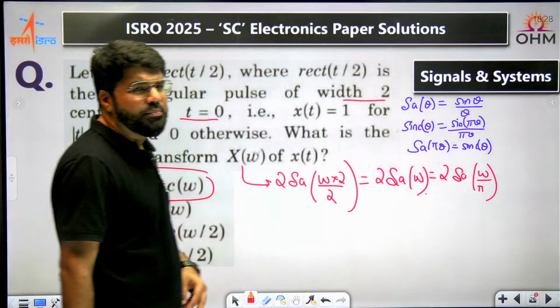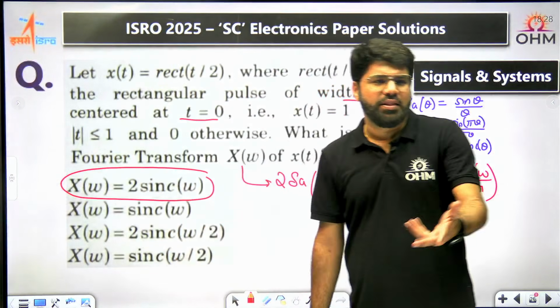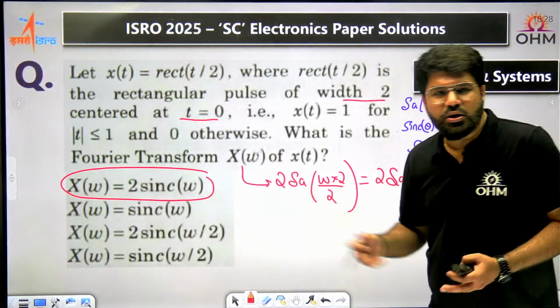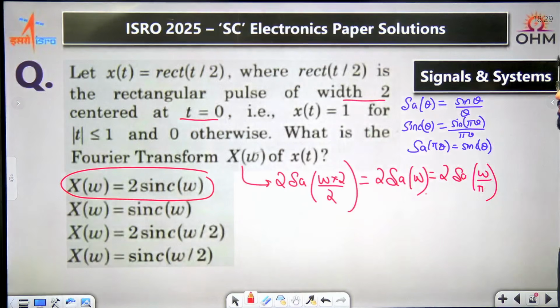Any correction is required, but if they have to match something, you can match it as option number A. Maybe they have taken the answer as sampling omega. That's the clue that comes up. Okay, anyways, next one.